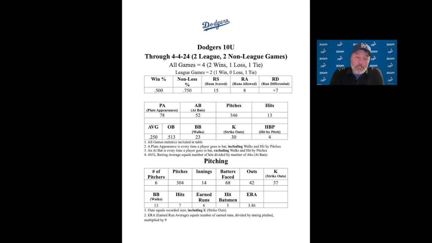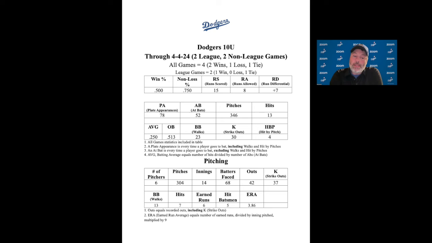We've allowed 13 walks. Now, we've walked 23 times as a team. We've allowed 13 walks, so we have a walk differential of plus 10. Again, we're in that positive range. We're doing something really, really well. We've allowed 7 hits on the year. I'm sorry, we have a hit differential of plus 6. Again, positive range. That's something that's really, really good.